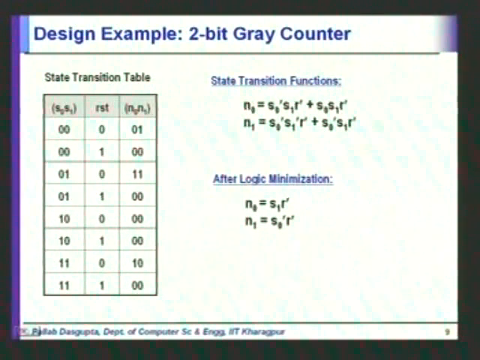All right. Then we can minimize the logic of the state transition functions, and then you can see that N0 can equivalently be written as S1 R'. Because you can take S1 R' common here, and then what you have is S0 plus S0', which is 1. And similarly, N1 can be minimized to S0' R'.